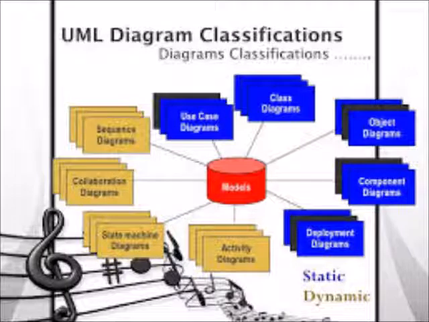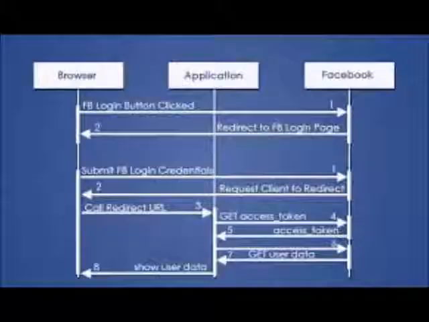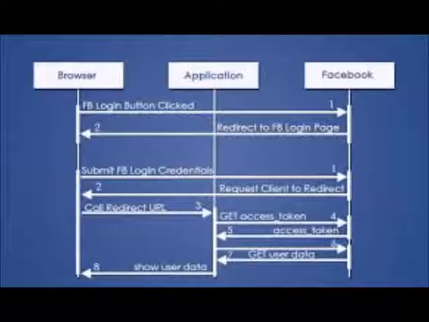Generally, the UML diagrams are the use case diagram, class diagram, sequence diagram, communication or collaboration diagram, package diagram, deployment diagram, and finally the component diagram. So with the help of any of these diagrams, the project can be visualized.